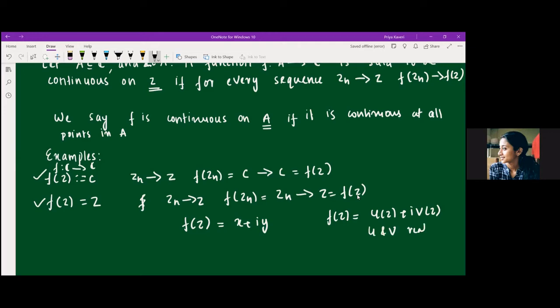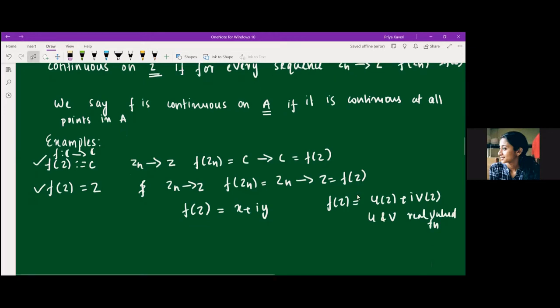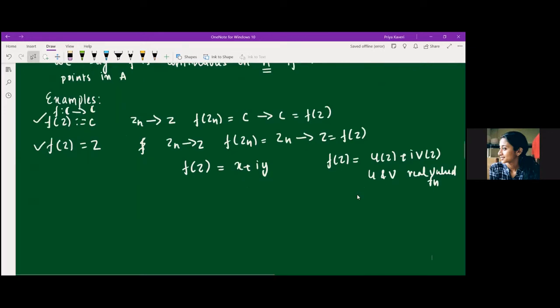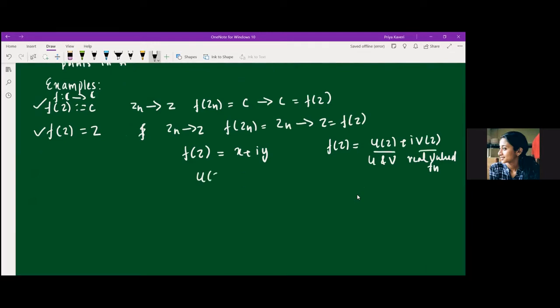Okay, so we need to rewrite this function as u(z) plus i v(z). So can someone suggest u(z) here? u must be from C to R, and u of z must be equal to x. So how can we define u of z?